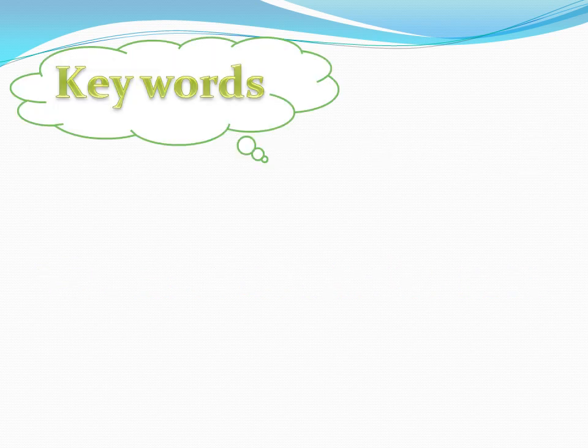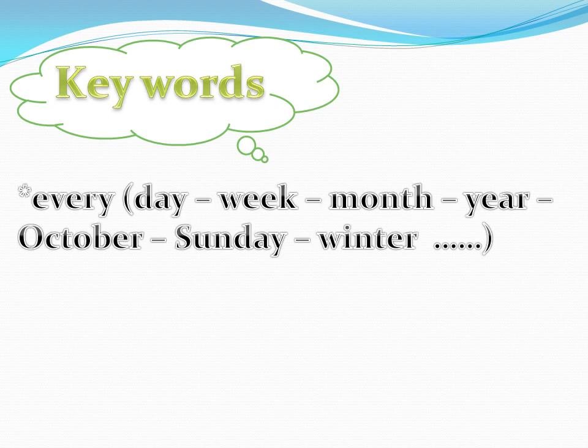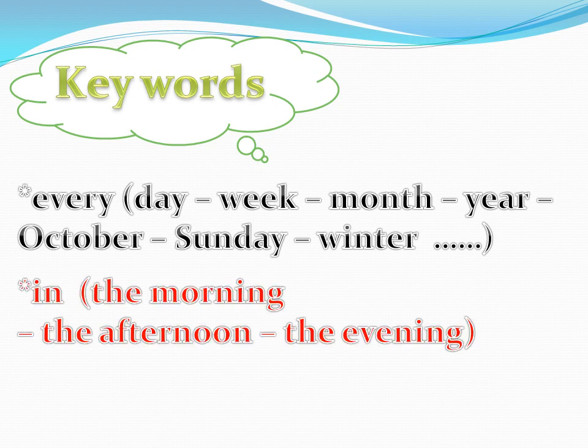Okay. What are the keywords? The keywords are words that when you use or when you see, you know that you have to use Mr. P.S. or the present simple. Like what? Every day, every week, every month, every year, every October, or every certain month, every January, February, every single day. For example, every Sunday, every Monday, or every certain season, every winter or every summer. In the morning, in the afternoon, in the evening.